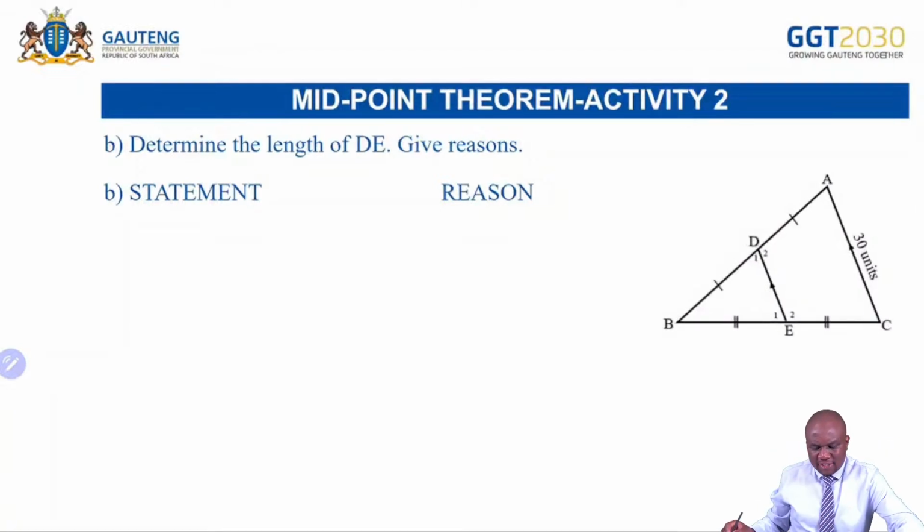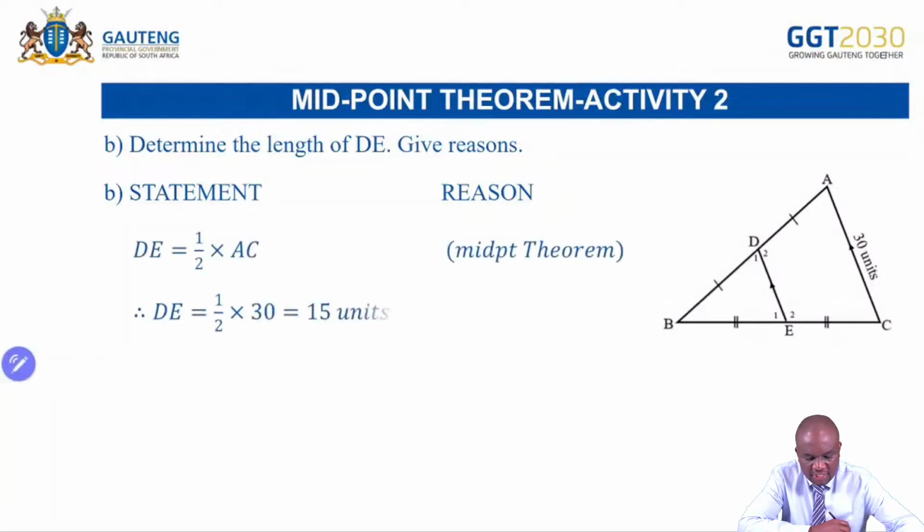Right, welcome back, great. So DE is going to be what? DE is half of AC because of the midpoint theorem. So meaning that DE is 15 units. Okay, right, it becomes very easy for you to do corrections as I explain.